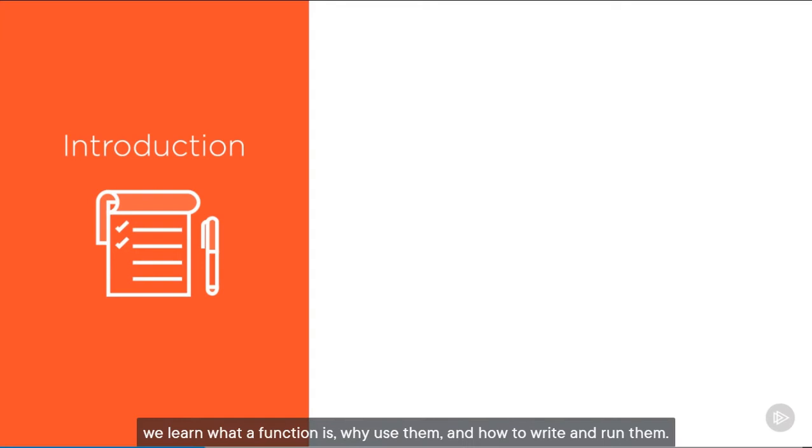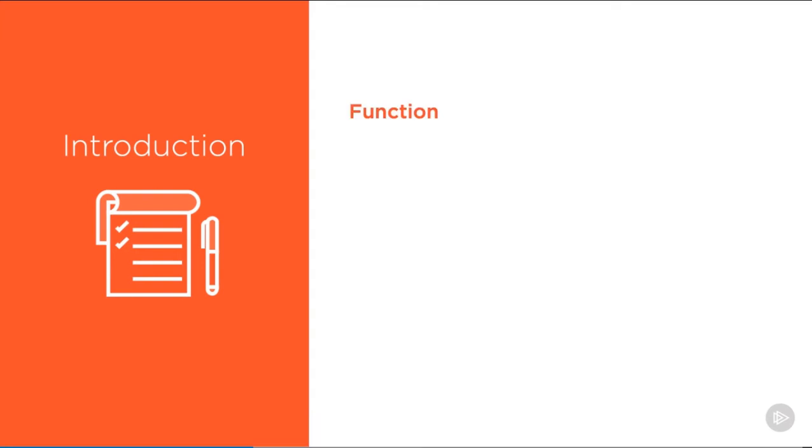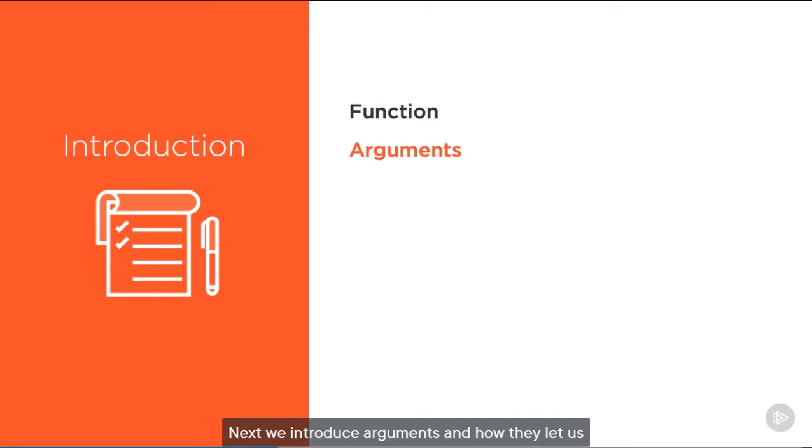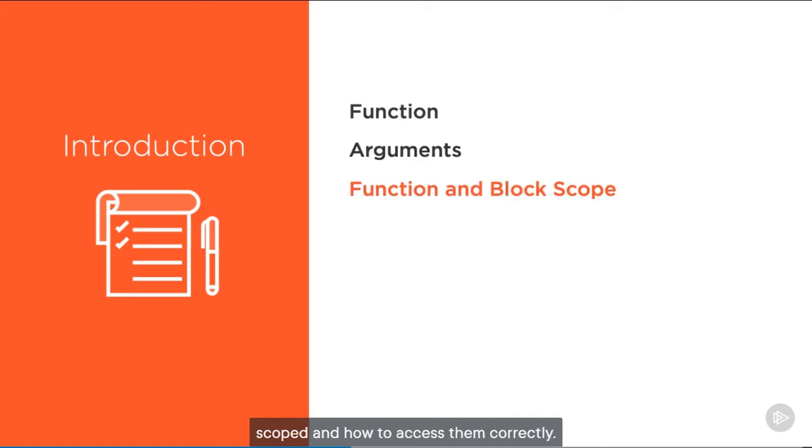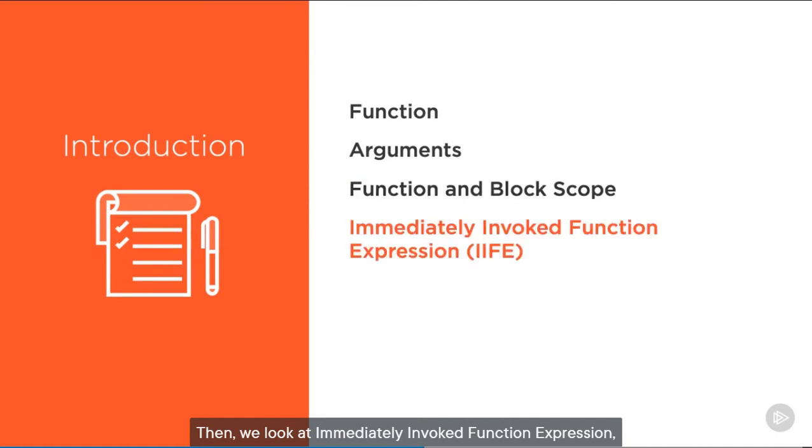First, we learn what a function is, why we use them, and how to write and run them. Next, we introduce arguments and how they let us pass information to our functions. We also cover how the variables in a function are scoped and how to access them correctly. Then, we look at immediately invoked function expression, also known as the IIFE pattern, and compare it with regular functions.